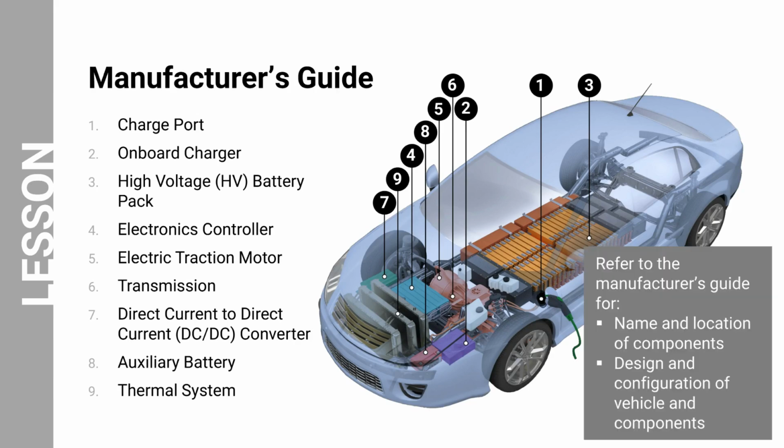Please note that manufacturers have flexibility when designing BEVs. The design, location, configuration, and name of components may vary among models and manufacturers. This is because manufacturers have different design philosophies and priorities. For example, some manufacturers prioritize performance, while others prioritize efficiency or safety. The location of components can vary among different models and even generations of the same model. Therefore, it is crucial to refer to the manufacturer's guide for the specific make, model, and year of a BEV that you are working on.